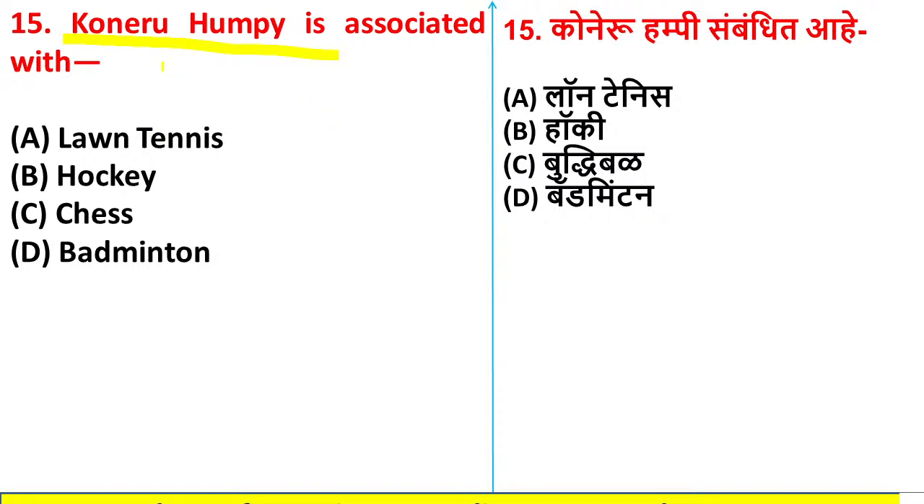Now question number 15. Koneru Hampi is associated with which game? Option A, lawn tennis. Option B, hockey. Option C, chess. Option D, badminton. Yes, Mamta is saying option D, badminton. Sonia is saying chess. Shivani, tennis.